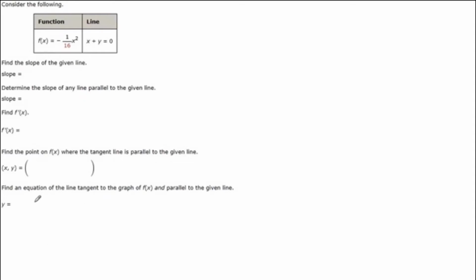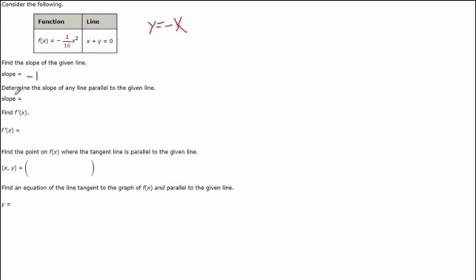Alright, so we're trying to find the equation of a line tangent to the graph of f of x and parallel to our given line up here. So we're just going to work through all these steps and we'll eventually get to the last one. First, we want to find the slope of the given line. Well, that's easy. We'll just convert it to slope-intercept form, which would be y equals negative x, meaning our slope would be negative 1.